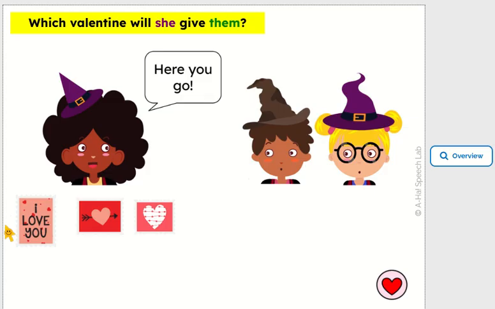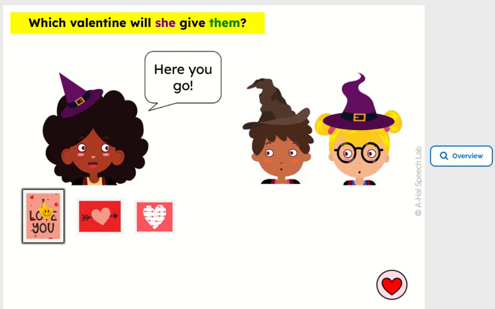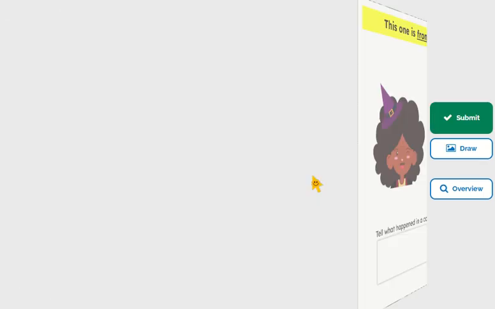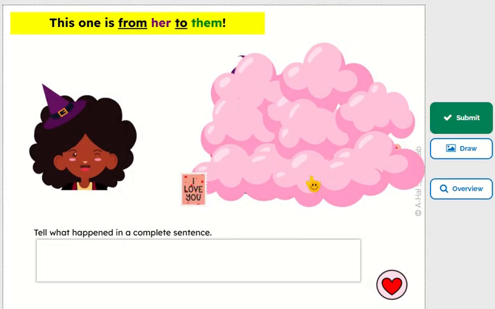Now we get to choose which Valentine she's going to pass out. Which one will she give them? Students are going to get to pick one of these. Let's say they pick this one. What you're going to do is grab it, don't let go, and pass it. Here you go, and let go. And it will jump to the next page.